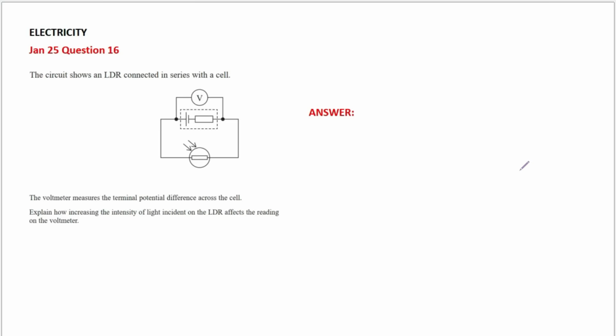This question is also from Jan 25, question 16, a very advanced one. The circuit shows an LDR connected in series with a cell. The voltmeter measures the terminal potential difference. Guys, the question does not say anything about internal resistance, even though it shows in the circuit, but it doesn't explicitly say internal resistance. Always remember, the moment you come across terminal potential difference, this question is associated with internal resistance.